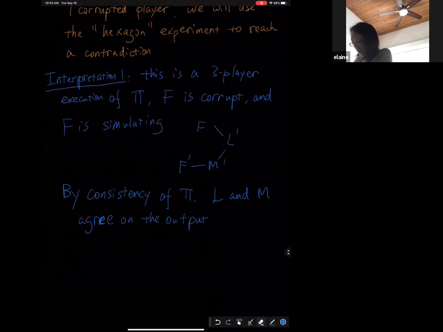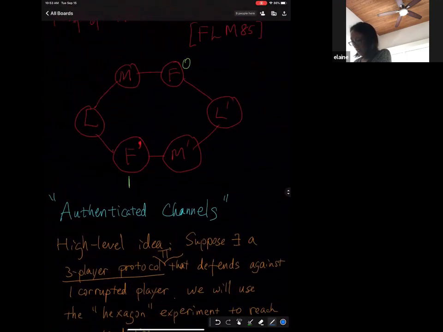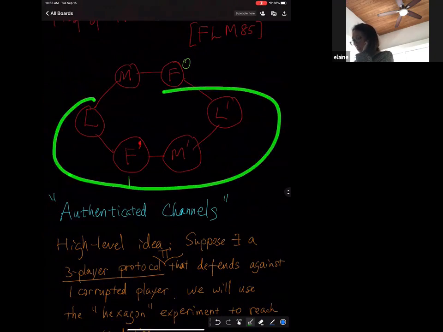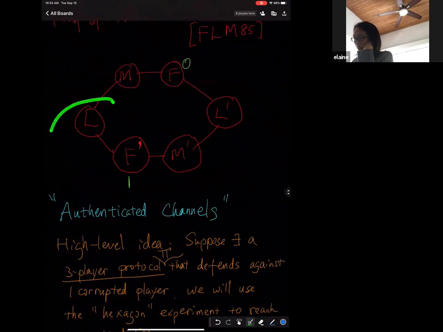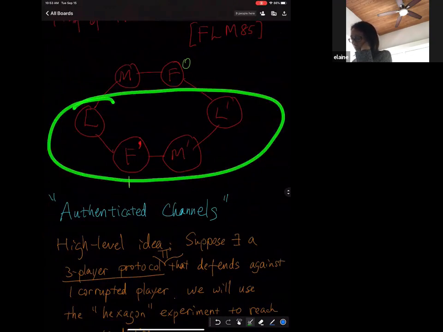And now we will have 2 other interpretations of this execution. Interpretation 2. Okay, so let's go back to the hexagon again. So what is interpretation 2? Interpretation 2, we are going to imagine this is actually a 3-player execution involving F, L and M, but imagine L is actually the corrupt party. Like L is simulating all of these bottom parts in its head. So all of this is executed inside a single player's program.